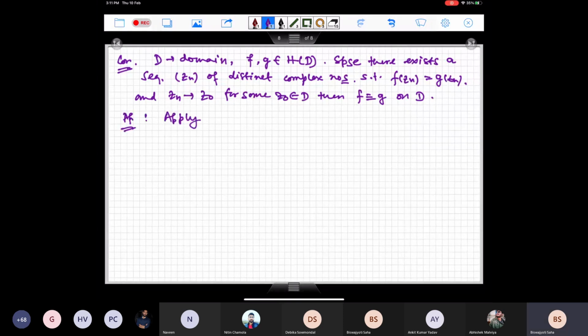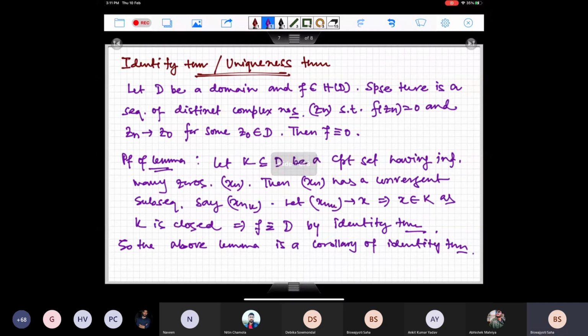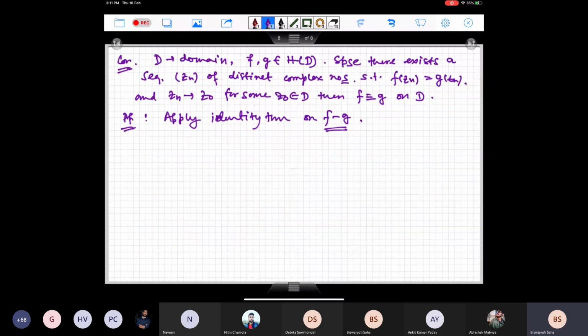Okay, so the proof of that corollary is immediate. Apply the identity theorem on f minus g. That's why I told you this is called the identity theorem or uniqueness theorem, in the sense that if I have two functions satisfying a certain condition like this, then they must be the same. I have already explained those trigonometric identities, so those are also applications.